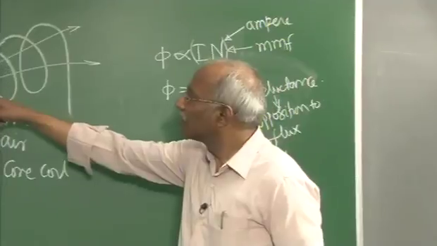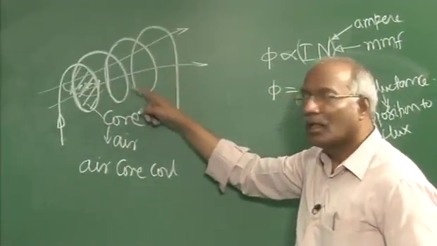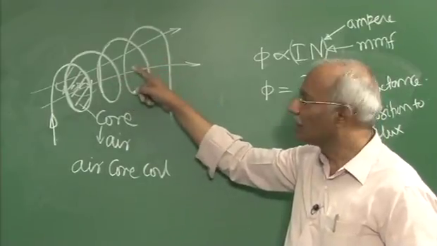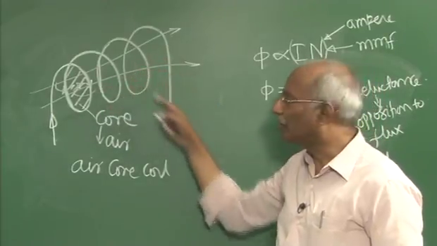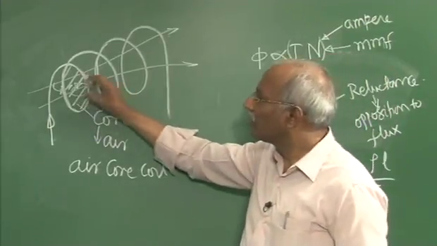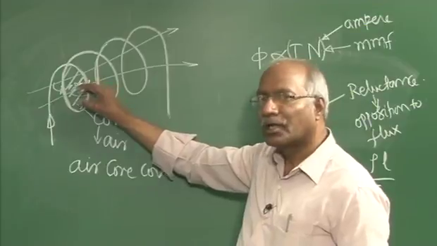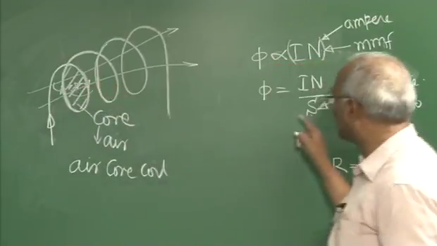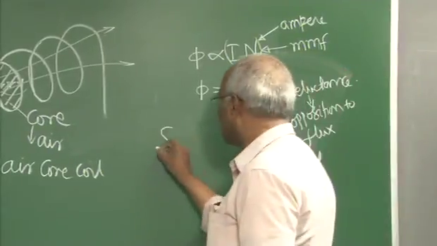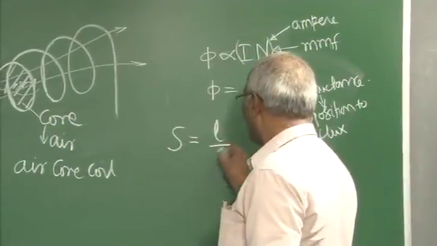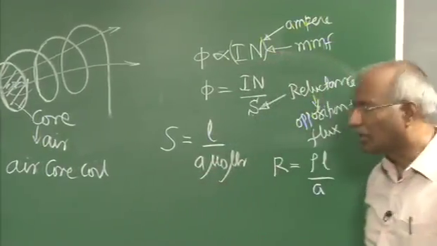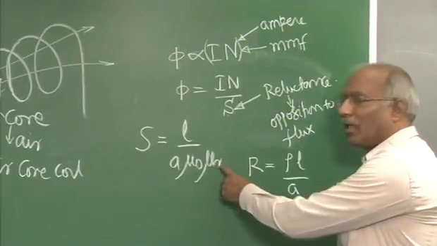As the length of the coil goes on increasing, the reluctance path also goes on increasing, and opposition also increases. Therefore, the reluctance is proportional to the length. At the same time, when the area gets reduced, the opposition also goes on increasing. Therefore, the reluctance is inversely proportional to the area. Thereby, we can say S is equal to L over A into mu naught mu r. The constant of proportionality is nothing but mu naught mu r.